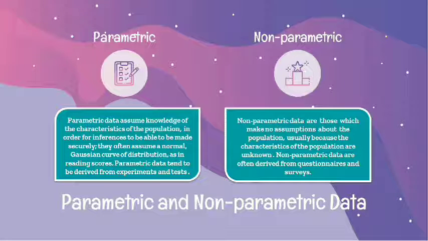Next, parametric and non-parametric data. Parametric data assume knowledge of the characteristics of the population in order for inferences to be able to be made securely. They often assume a normal Gaussian curve of distribution, as in reading scores. Parametric data tend to be derived from experiments and tests. The second one is non-parametric data, or those which make no assumption about the population, usually because the characteristics of the population are unknown. Non-parametric data are often derived from questionnaires and surveys.